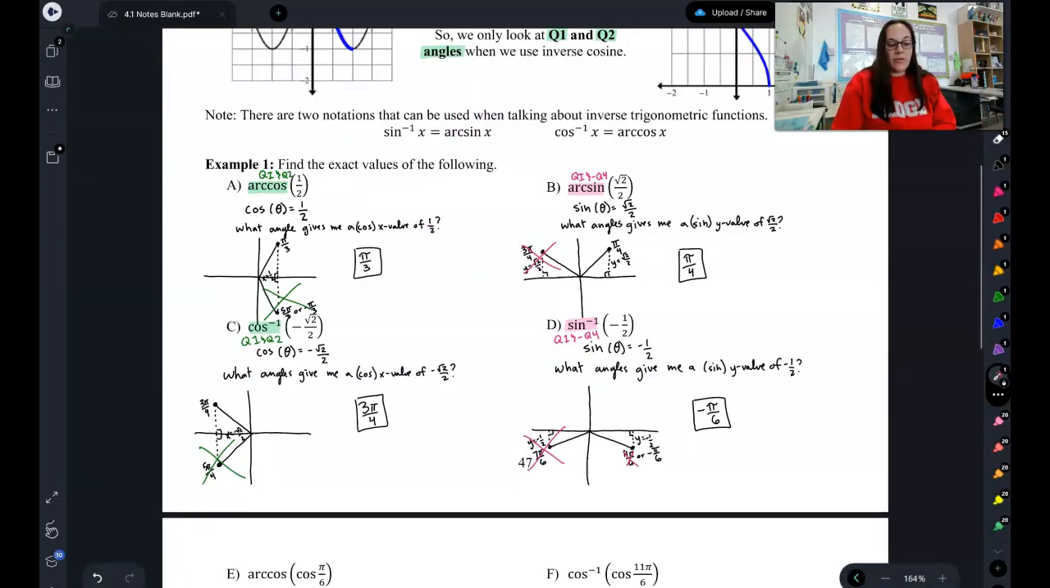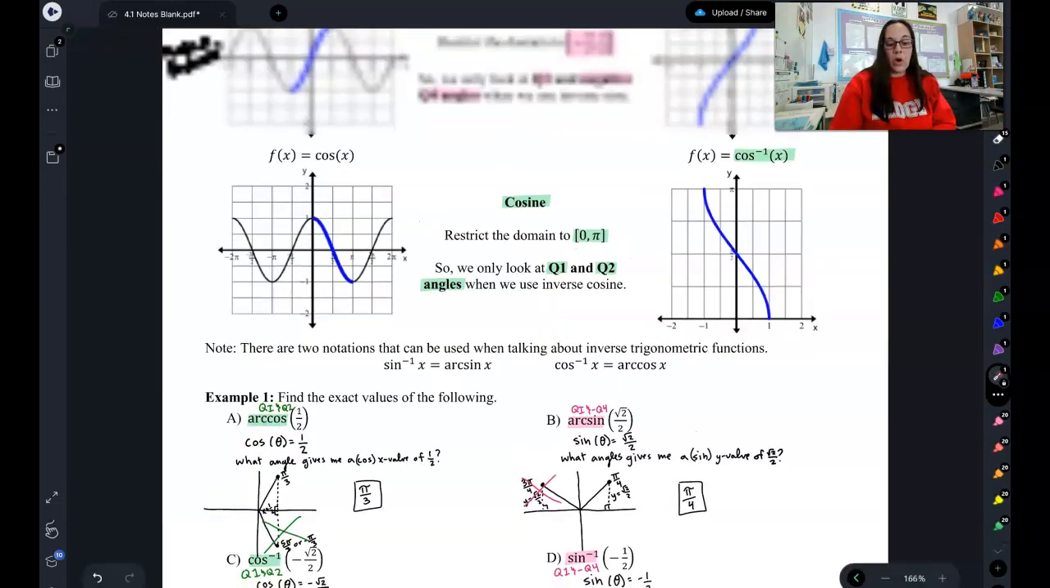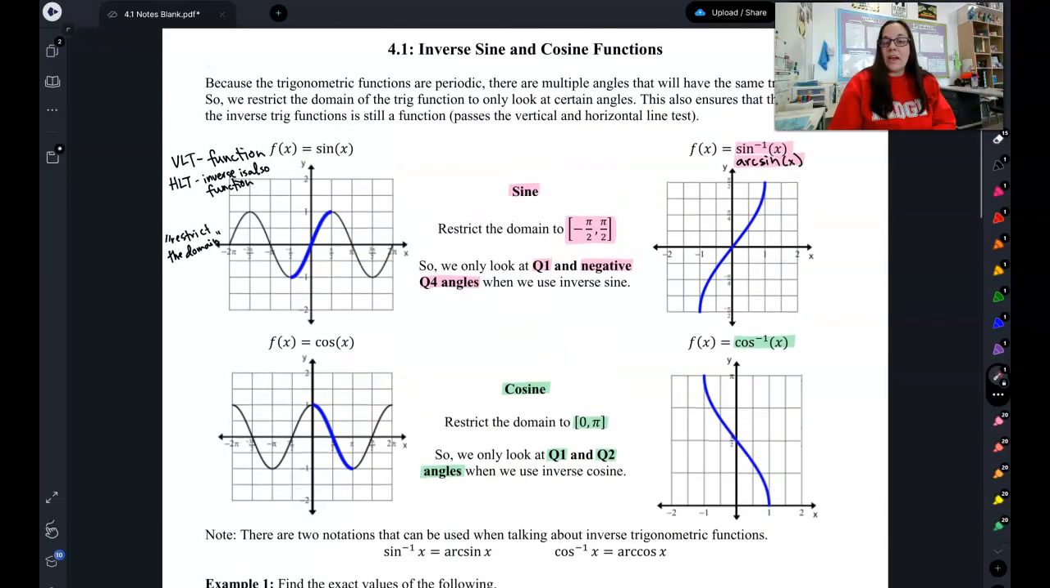So that introduces us to arc sine and arc cosine. In the next video, we'll start to combine these together and do multiple things at the same time.